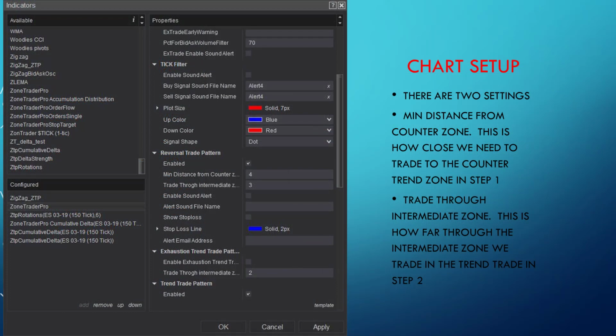To set up the charts, there's only 2 settings. Minimum distance from the counter zone refers to how close price needs to trade to the counter trend zone in step number 1. Trade through intermediate zone is the setting of how far through the intermediate zone we need to trade in the trend trade that fails in step 2.